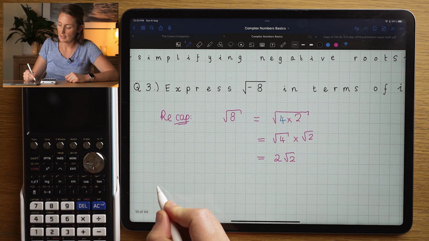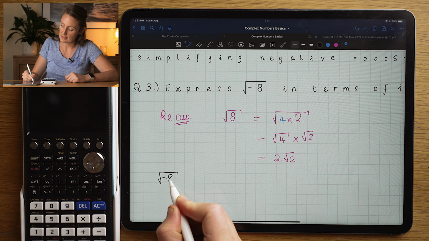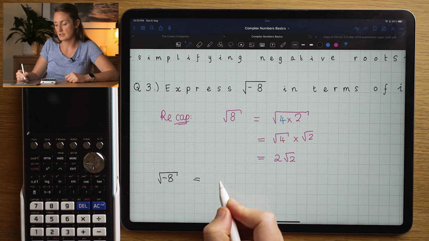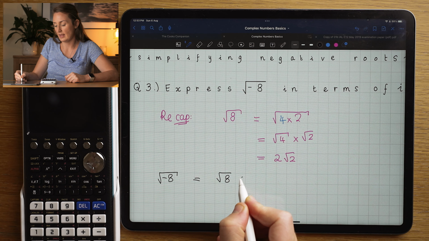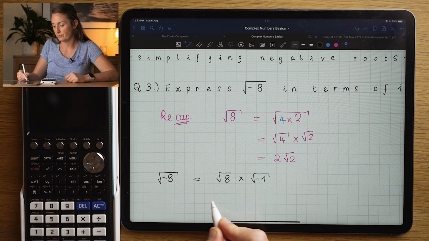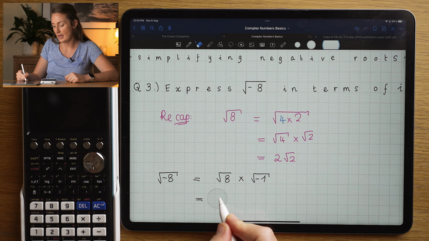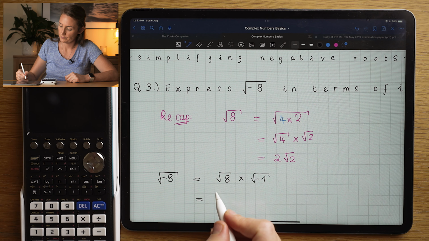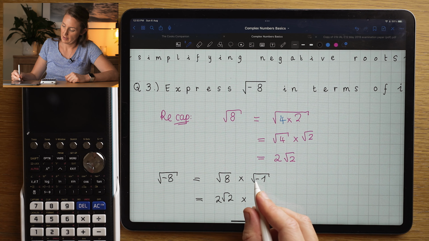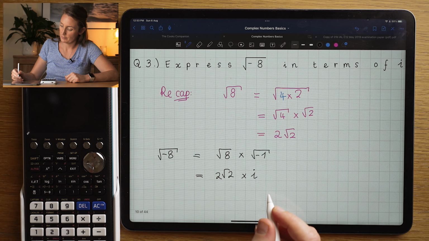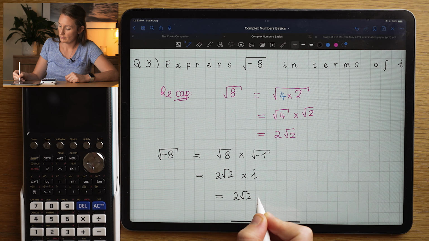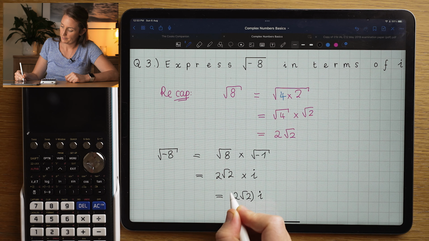So what we're going to do here is take the square root of -8 and rewrite it, just like the previous two examples, as the square root of 8 times the square root of -1. And we're going to rewrite the square root of 8 as 2 square root 2, times the square root of -1, which is i. We can write this as 2 square root 2 i.